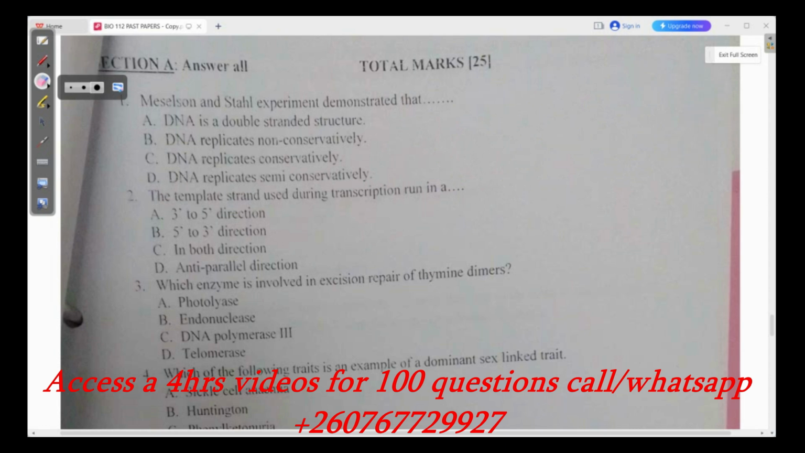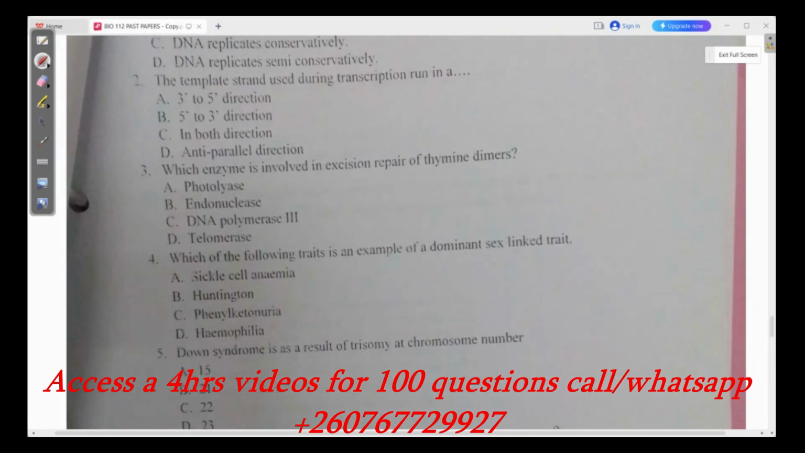So we move on to question 2. Question 2 reads, the template strand used during transcription runs in the... So you know DNA has two strands, right? These two strands have different directions. We have the 5 prime end, this will be the 3 prime end, then automatically this will be the 3 prime end, and that will be the 5 prime end. So you have a DNA like this. Between these two strands, one of them is going to act as a template. A template is a guide to the messenger RNA.